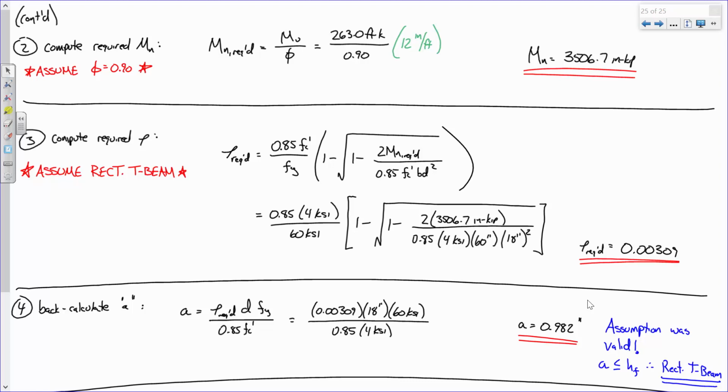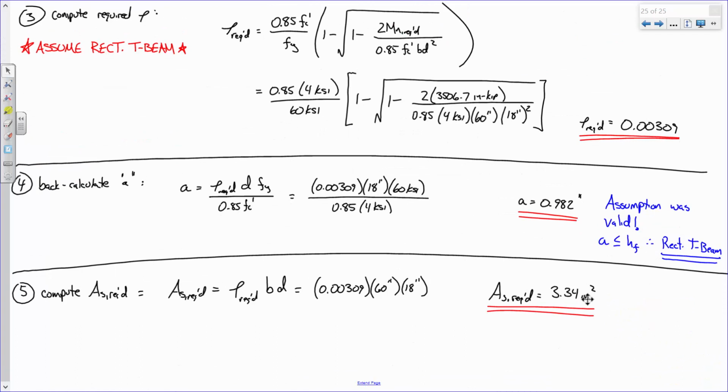If we use this much reinforcement, what would our a be? Our a came out to be about 0.982 inches, and that was far less than the flange height of 4 inches. So this is definitely a rectangular cross section. And if it's a rectangular cross section, As is rho b d. So As is about 3.34 square inches. Pick a reinforcement pattern, analyze it. That's simple, and then you're done.